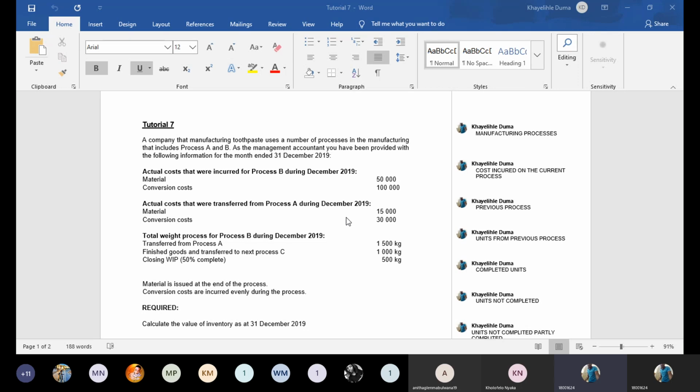Right, there you have that we transferred 1,500 kilograms from process A, right? And then finished goods that were transferred, finished goods that were transferred to the next process C.